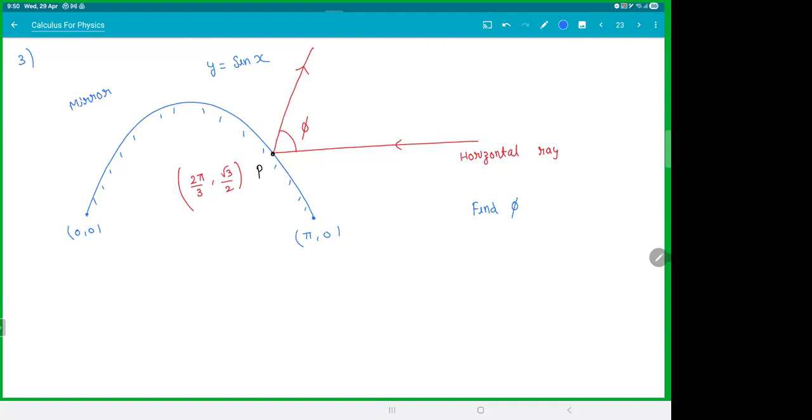Let's get this. So these are all our applications based on calculus and light, ray optics we call it. A little more mathematically, a little weird.